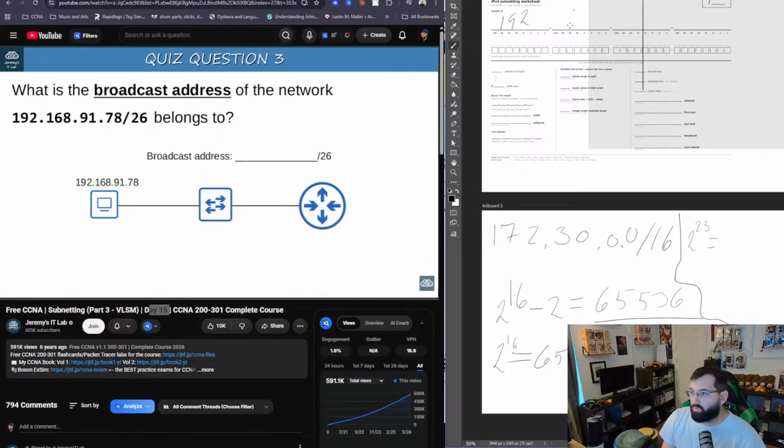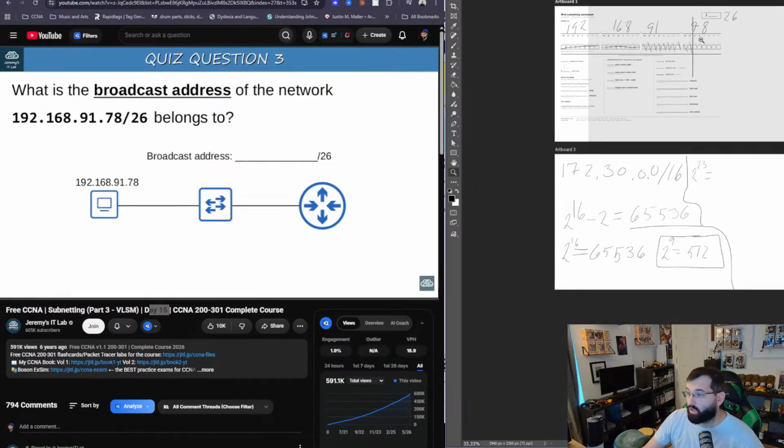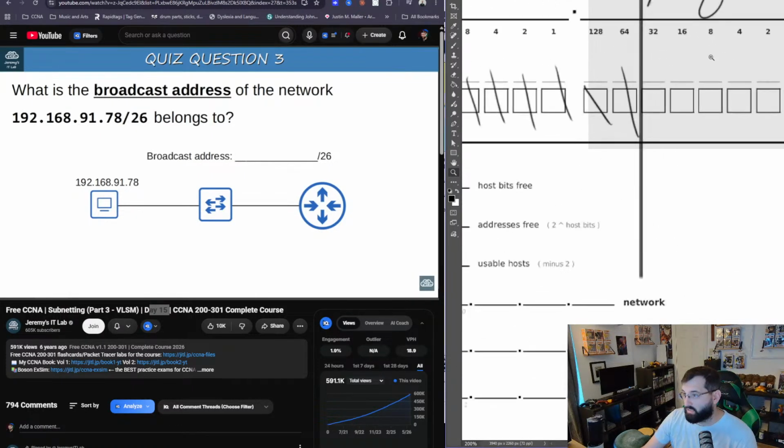192.168.91.78/26. So 8, 16, 17, 18, 19, 20, 21, 22, 23, 24, 25, 26. That means that we're going to move our little line here to right there. Okay, so that means we have 1, 2, 3, 4, 5, 6. Now we could do it my way, which is way longer but gives you a little more understanding with it. But that's not what we're going to do.